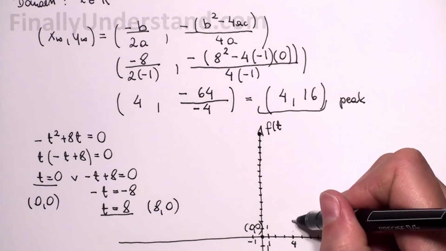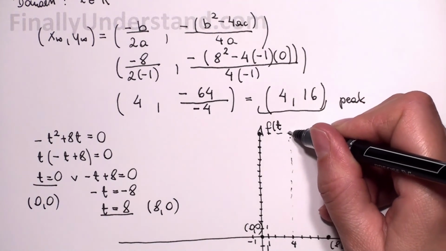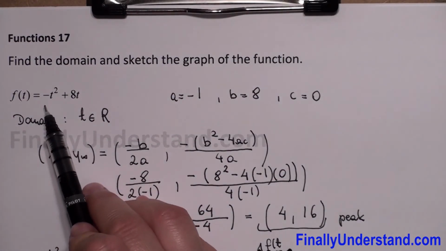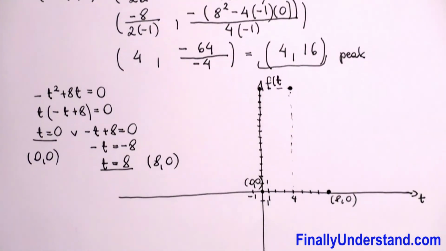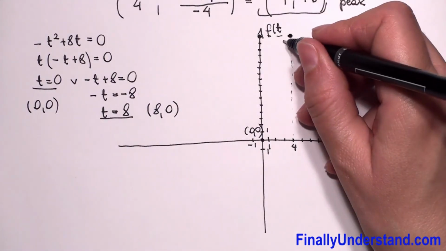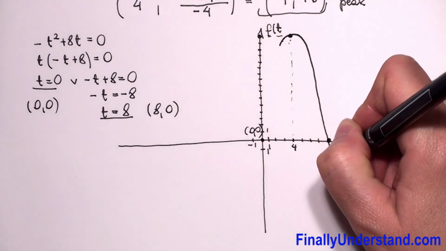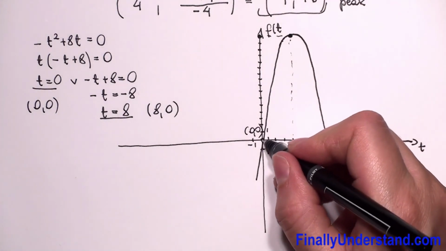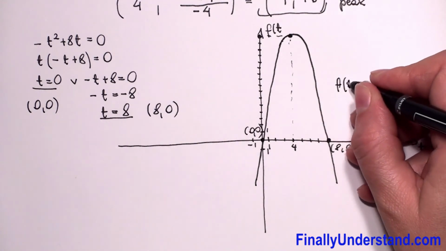So now I have to connect these coordinates. We have our peak, and of course, because the coefficient before t squared is negative, it means our parabola will open downward. So everything is okay. Now I have to just draw this. Almost. Okay. This is our f of t function.